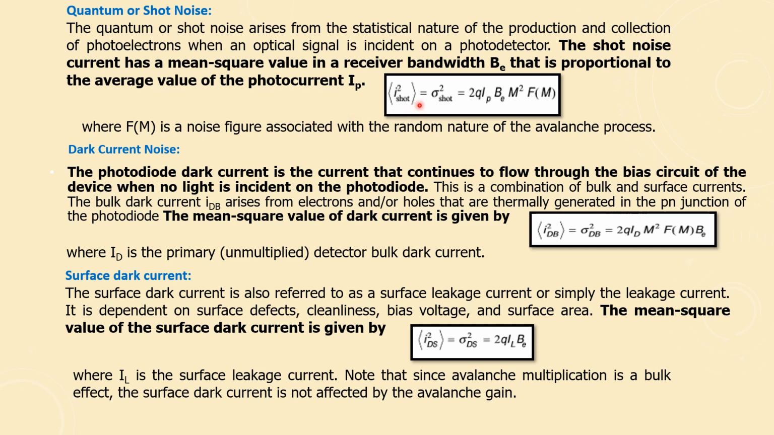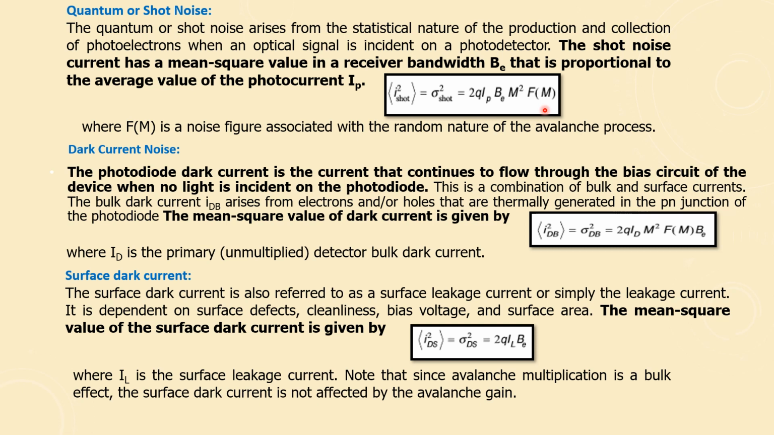The shot noise current, as a mean square value in the receiver bandwidth BE, is proportional to the average value of the photocurrent. So that can be represented as I square shot, the mean square value of shot noise current, equal to 2QIP into bandwidth. And this M square is the avalanche multiplication factor, and F of M is the figure of merit.